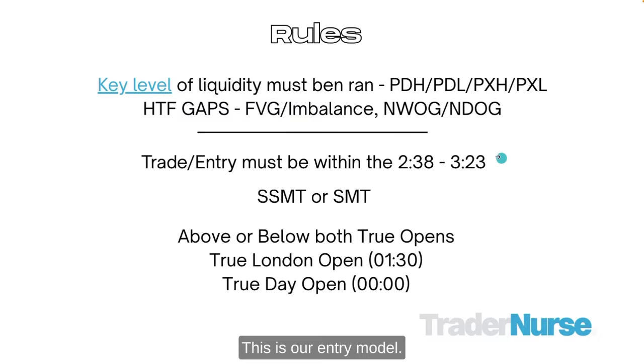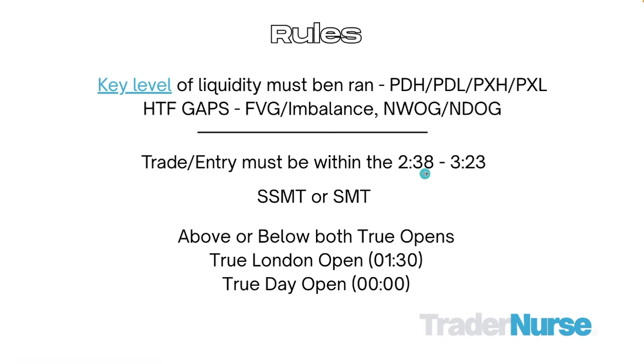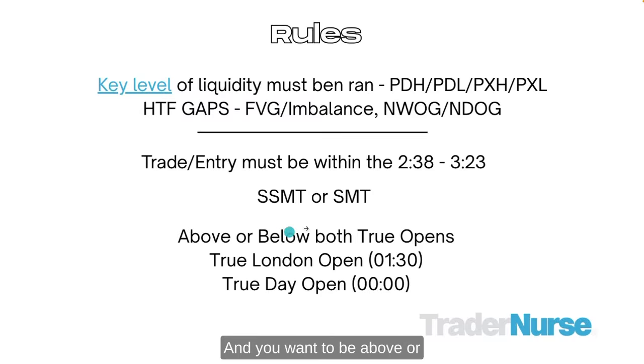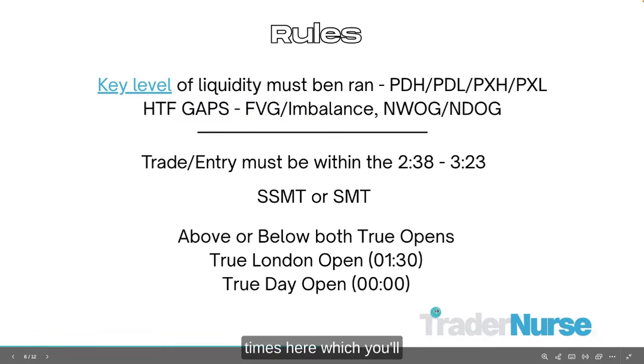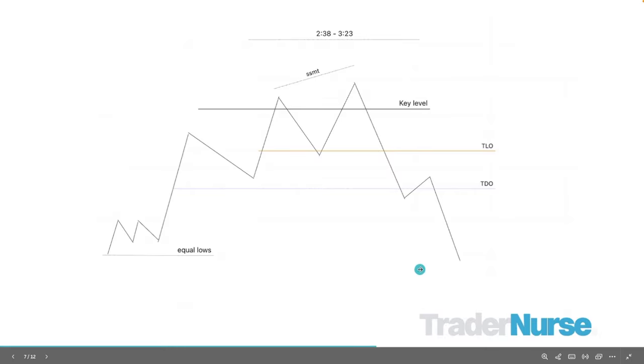This is our entry model. So a key level, you must be within 2:38 to 3:23. That's your block, and your sequential SMT or SMT to form, preferably a 2-stage sequential SMT, which I'll go through. And you want to be above or below both true opens. Obviously above if you're looking for shorts, and below if you're looking for longs. So these are our true open times here, which you'll also see in some examples that I'll give you. So this is a basic outline. Right, so we've got our equal lows, which will be our target, or 3R.